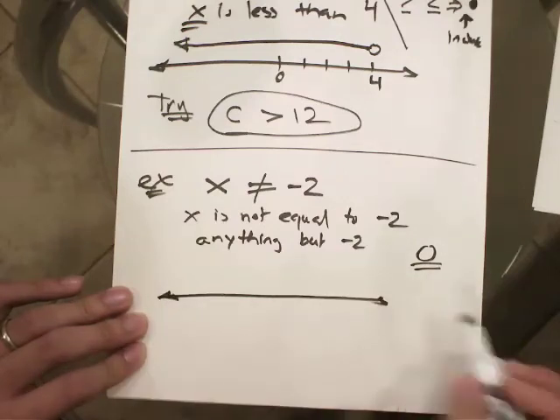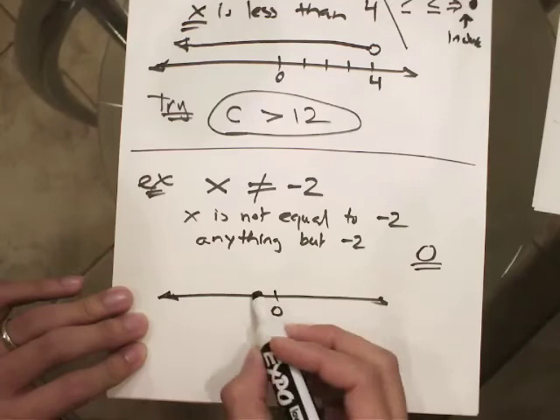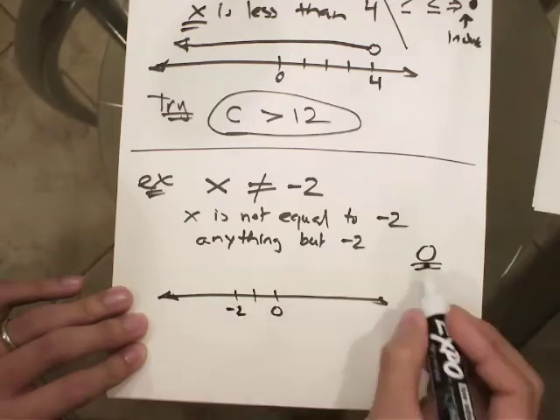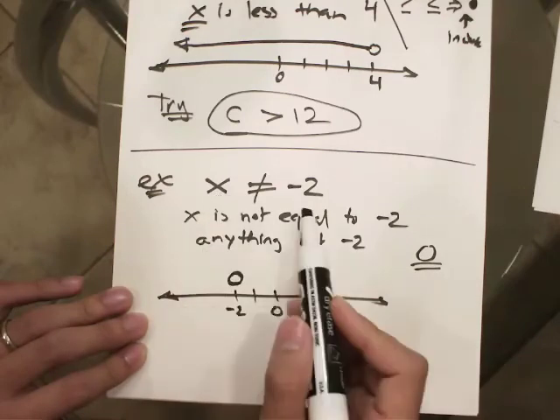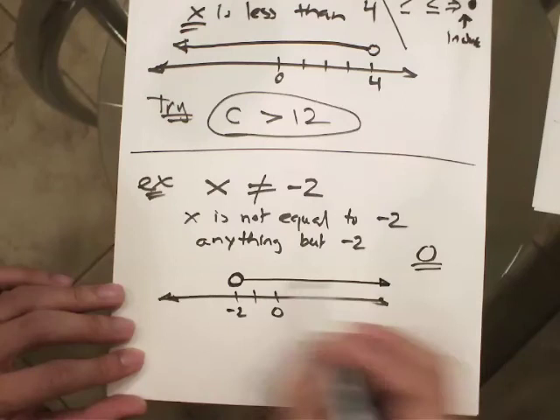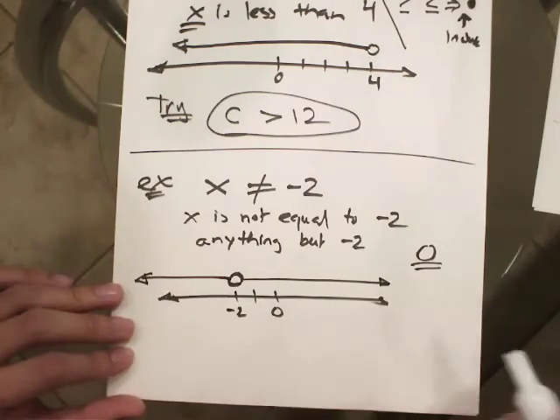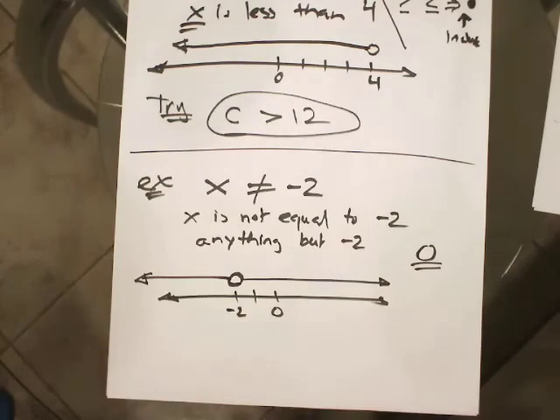And once again, we have our number line set up. Here's the 0. This time the -2 is on the left-hand side of 0, 2 units away. And since we don't want to include -2, and we know that anything that's not equal to -2 is basically everything except -2, we can have our number line going to the left and to the right, and we don't have it including -2. Okay, so anything but -2. So that's an easy one.